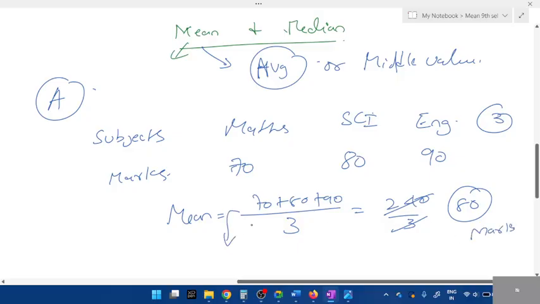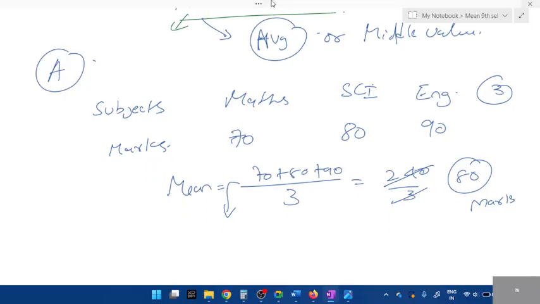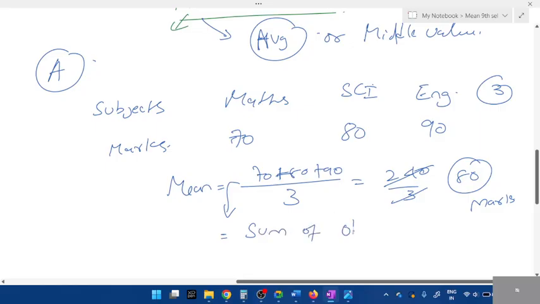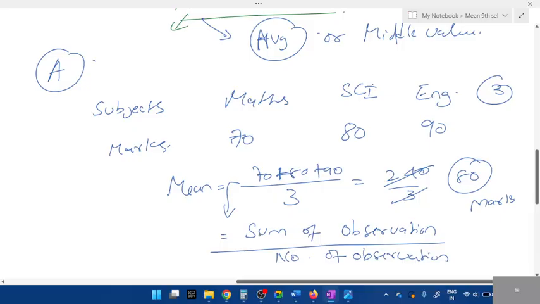The formula for this. What did we do here? Numerator, are we adding or subtracting? We are adding, right? So the formula is sum of observation divided by number of observation. What do you mean by sum of observation? Observation is nothing but the marks value. However many marks you add, we are dividing by the number of observations. Total there are 3 values, 1, 2 and 3. This is how you find mean. Is this clear? Did you all understand?